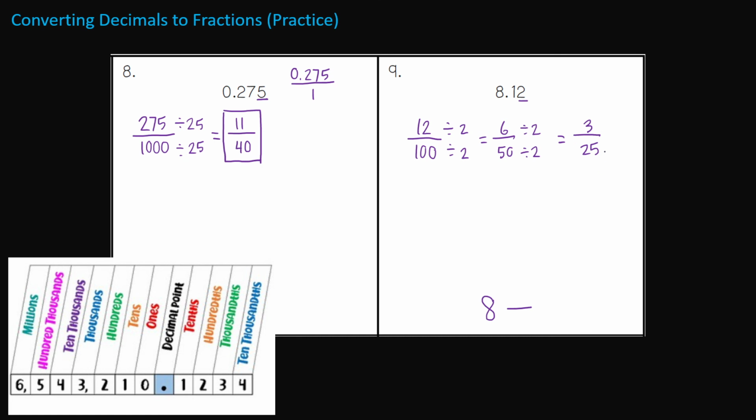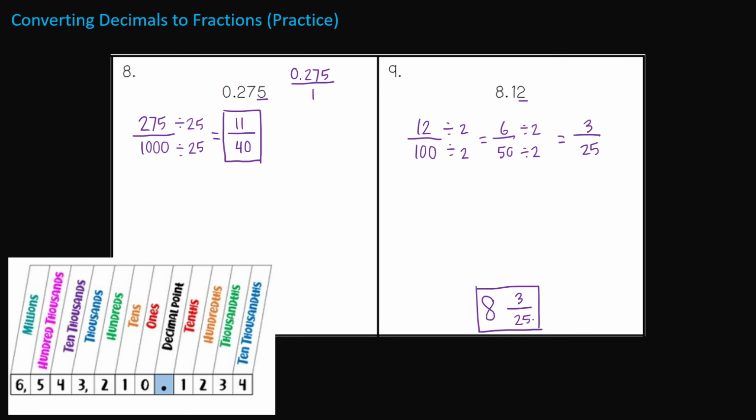And from what I know, 3 and 25 do not have common factors. This is a reduced fraction. So our mixed number at the very end would be 8 and 3 25ths. That is our final answer.